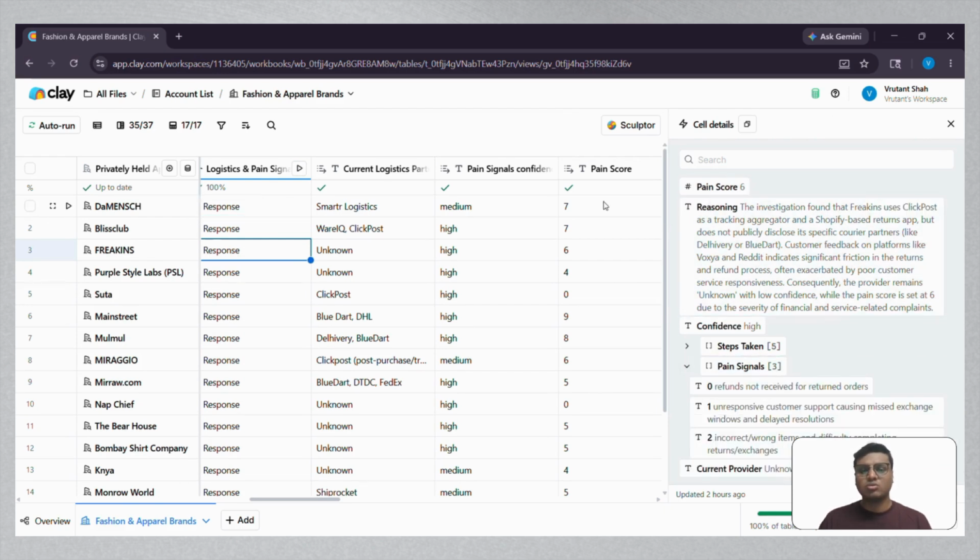Now if there is a score of 7 or above, then that's your green light to move fast. That is, the prospect is actively looking for an alternative. They just don't know about you yet.